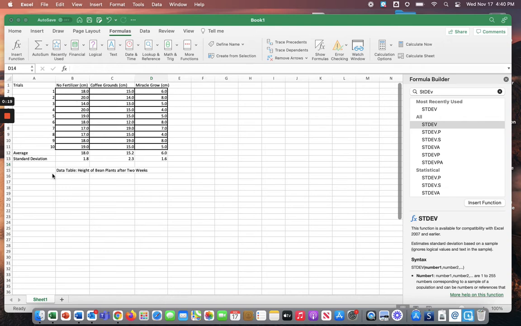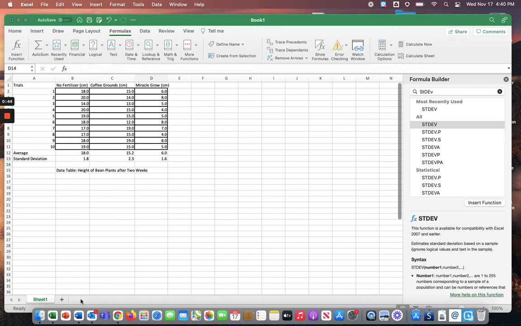This is a project that I'm showing you as an example where you were measuring the height of bean plants after 2 weeks with different types of fertilizer. So we had no fertilizer, coffee grounds, and Miracle-Gro. Here are 10 trials, but we don't want to have our raw data in our results section. It's just too much. It's not helpful.